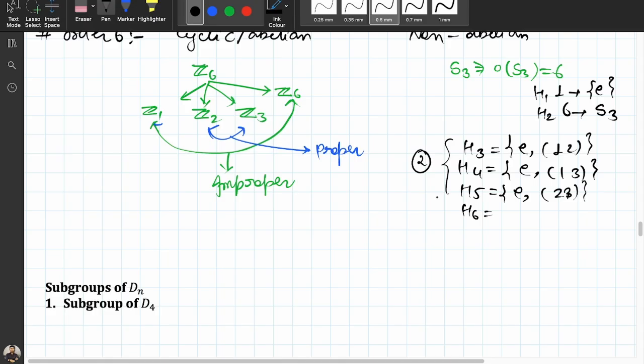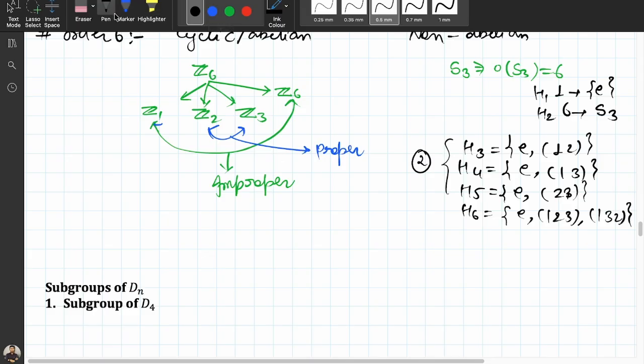Order 3 subgroups are there. Okay, wait. The number of cyclic subgroups of order 2 is 3. The number of cyclic subgroups of order 3 is 2. That I will show you. So identity, (1 2 3), and then (1 3 2) is also there.